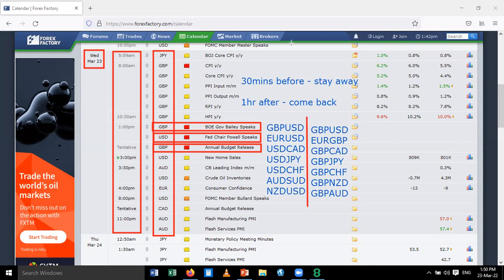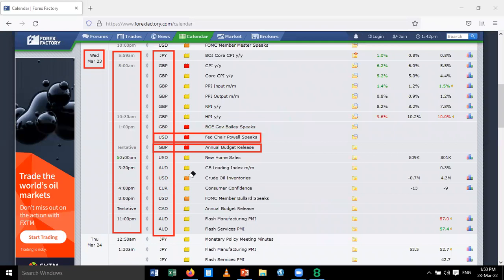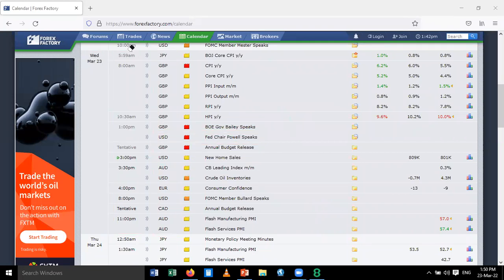This is you doing your fundamental analysis. You don't spend time here. 1 minute is enough. Log into Forex Factory, check the currency pairs that have a red box, check the time, and you are done. This is you doing your fundamental analysis.